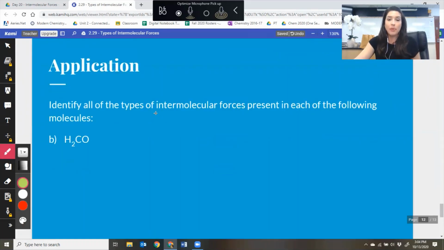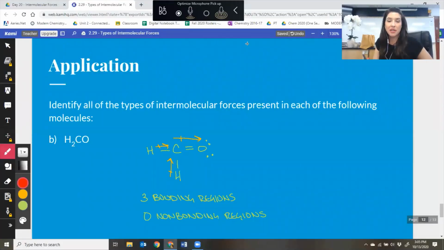So now try pausing the video and doing this next one on your own. Remember, here carbon will be the central atom, so that's the one that you're going to check geometry on. See if you can draw the Lewis structure here. Pause the video, identify its polarity, and come up with a decision. What types of intermolecular forces are present? Okay, let's see how you did on the Lewis structure.